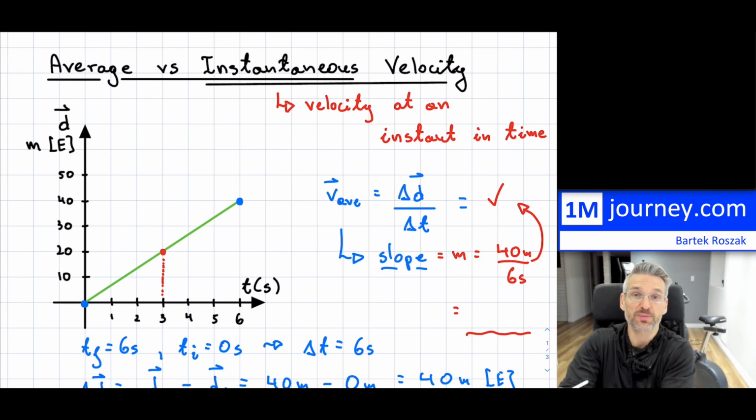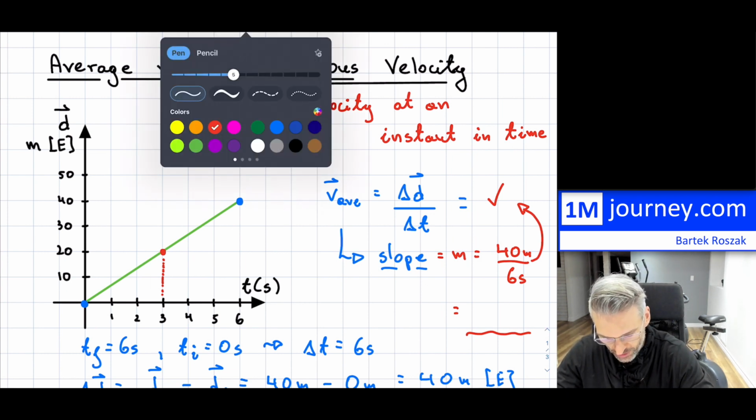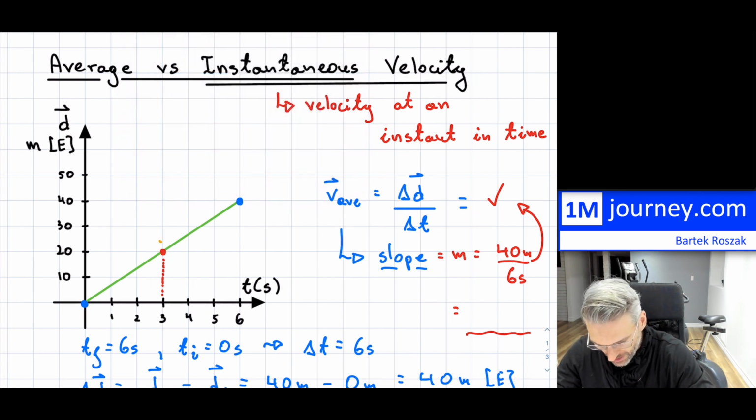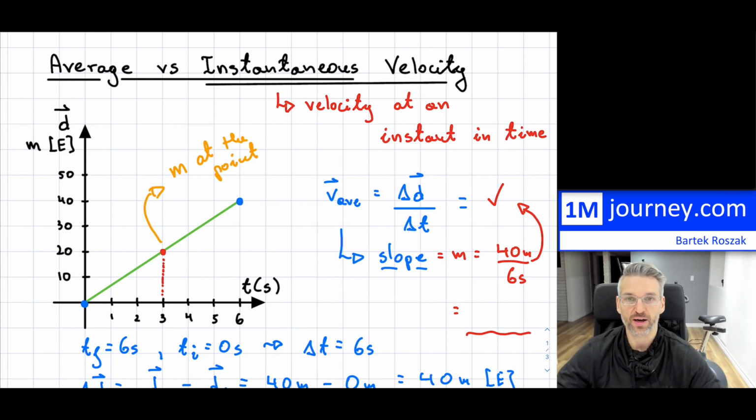But having just the position is not enough to be able to find out velocity. It turns out that instantaneous velocity, when you're reading it off from the graph, is actually the slope at the actual point. So this is the slope at the point, which is a tangent to the actual graph that you've plotted out.